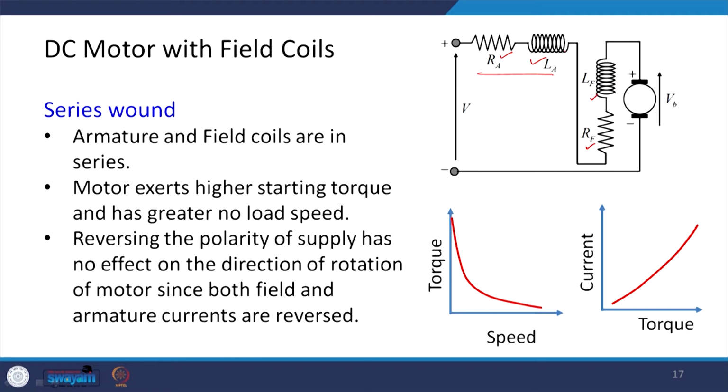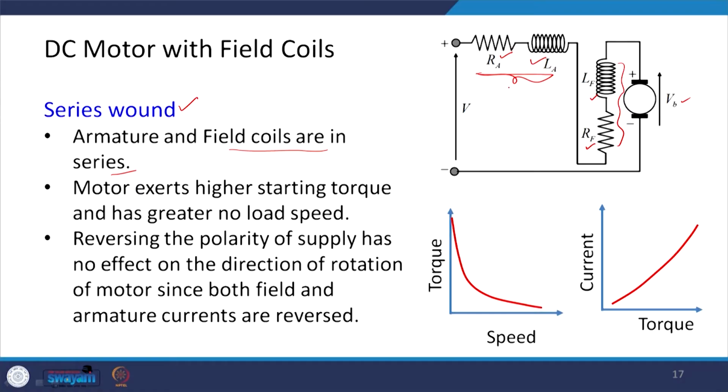Now, if they are connected in series, what we get is the series wound DC motor. VB is the back EMF here. In the series wound DC motor, the armature coil and the field coils are in series. The motor exerts higher starting torque and has greater no load speed in the case of a DC motor with series wound field coil.